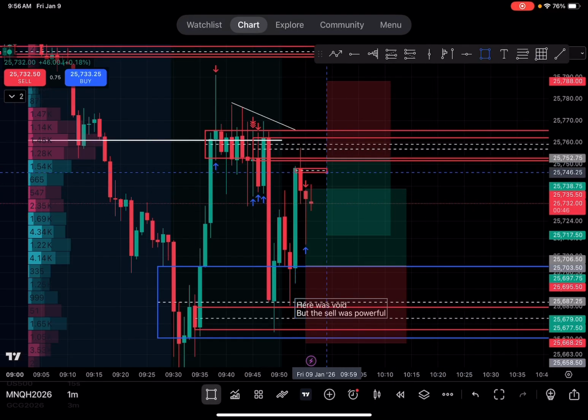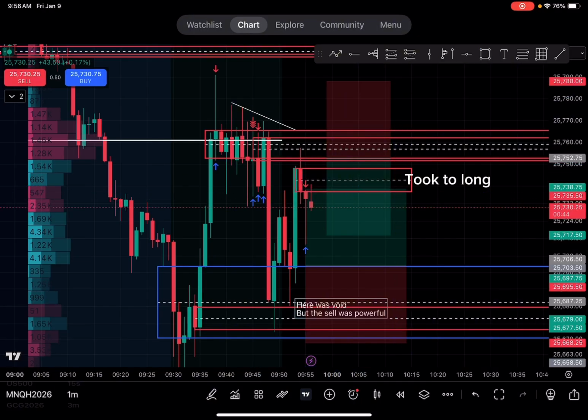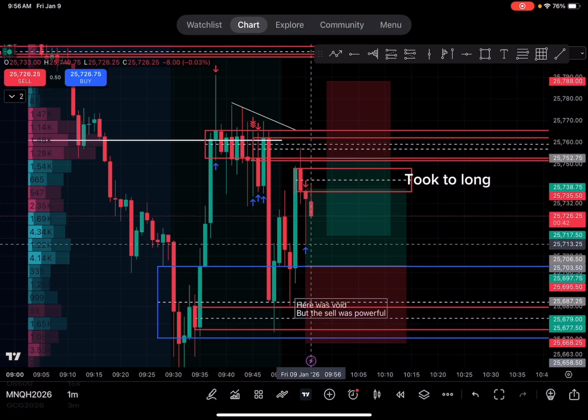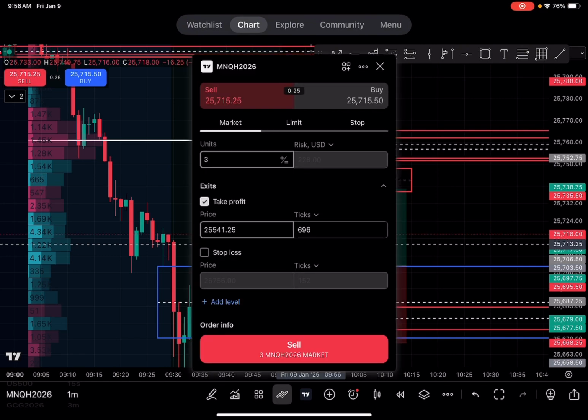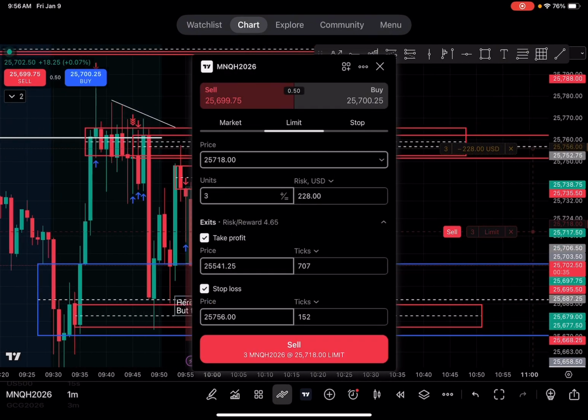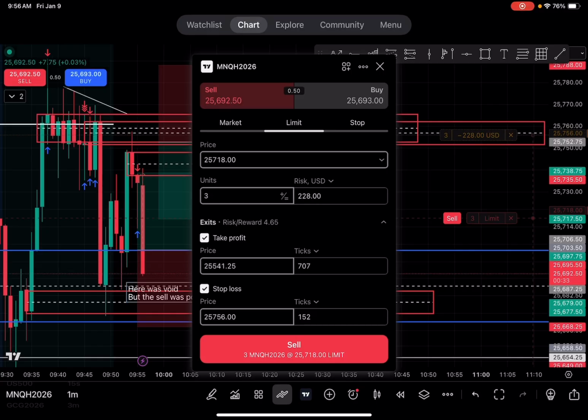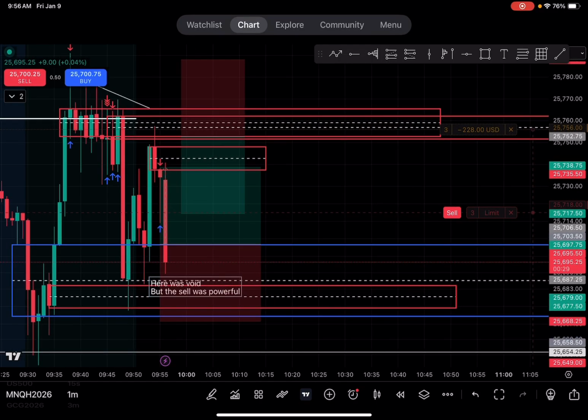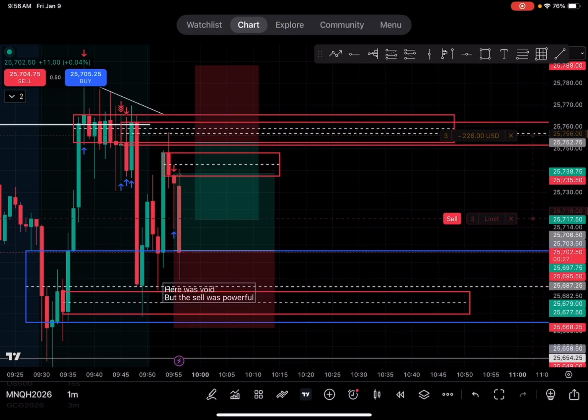Now this is a new range. I'd say a one-to-one would be good if we could get it. Okay, missed it. Actually, that would have been a great scaling opportunity, but that was the next opportunity as a continuation sell entry.